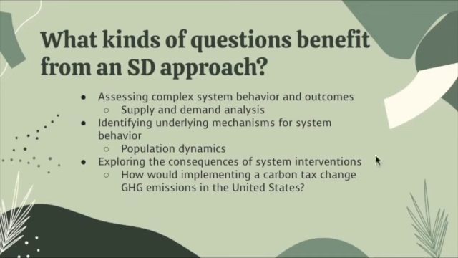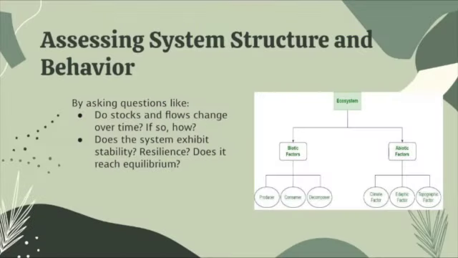So how do we do that? We do that by asking questions like, do stocks and flows change over time? And if so, how? For example, do the stocks of the number of predators and the number of prey change over time? And if so, can we attribute that change to some other mechanism within the system? Some other questions are, does the system exhibit stability, resilience, and does it reach equilibrium? Let's get into what those 3 components of system behavior mean.